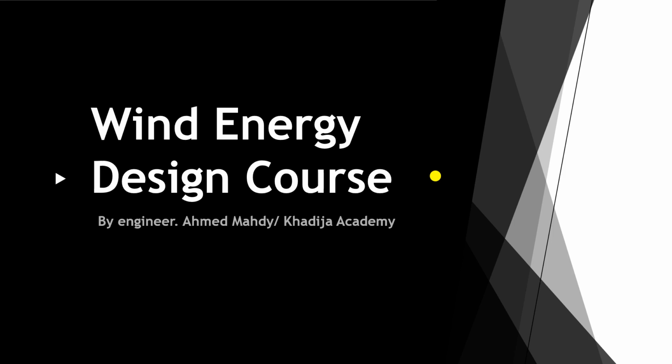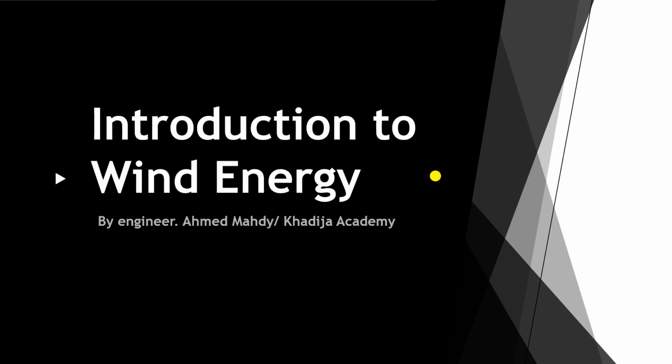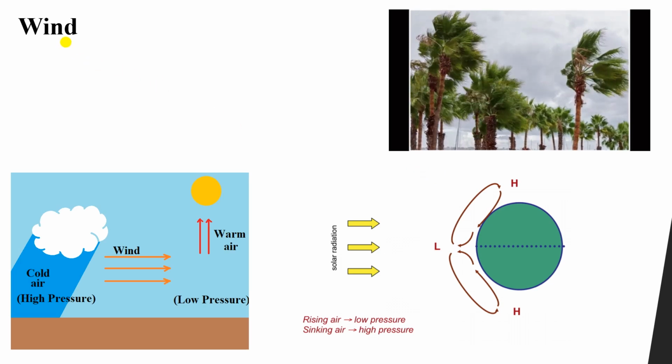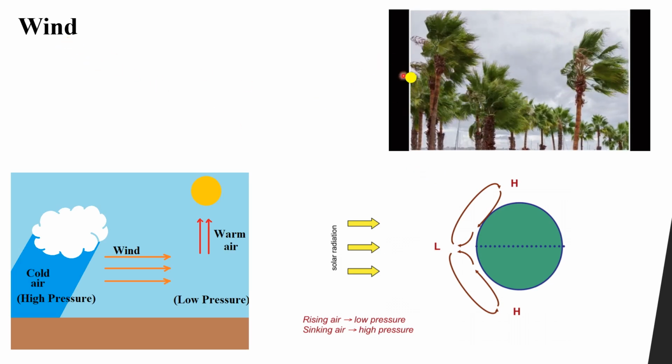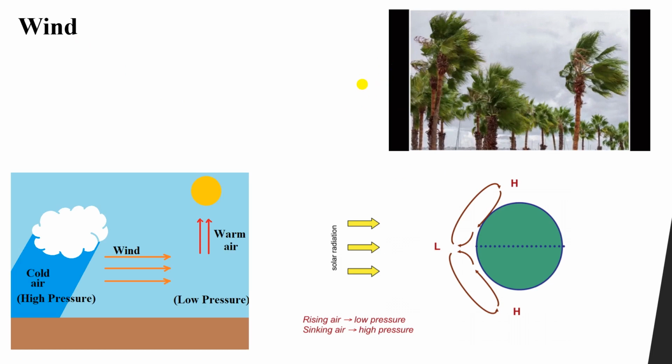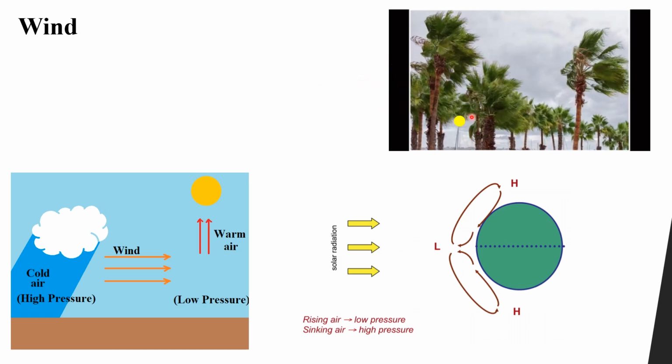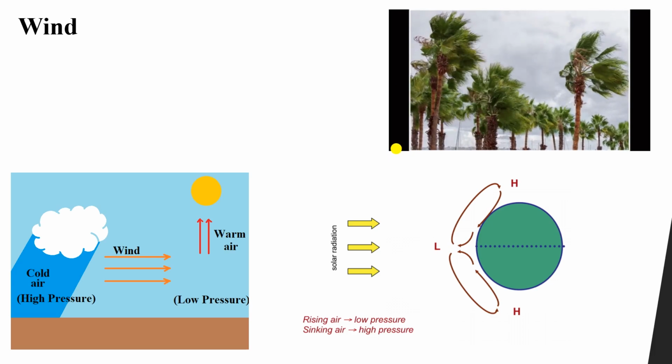So in our first lesson of the wind energy course, we will discuss an introduction to wind energy. So first, what is wind? Wind is simply the air flowing in our area. As you can see here in this image, this is the image where wind is flowing.